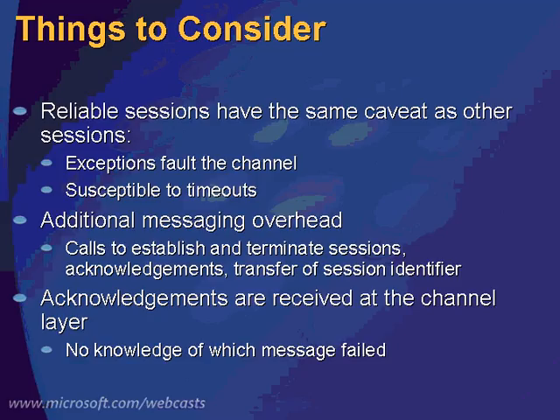So things to consider: remember that exceptions can fault the channel. Try to remember your services should send faults instead of exceptions where possible. You're susceptible to timeouts, so you have to handle that problem too. If you have a 10-minute timeout and the user walks away from the machine, you might need to restart your session. So keep that in mind in your design. And there is a small amount of additional messaging overhead, of course. So in most environments, the trade-off is worth it because you're going to only pay the price to establish and terminate sessions and receive acknowledgments. But just be aware of that. And then, of course, acknowledgments are received at the channel layer, so your proxy doesn't really know which message failed. Just keep that in mind, unless you create a low-level channel that you have control over that.